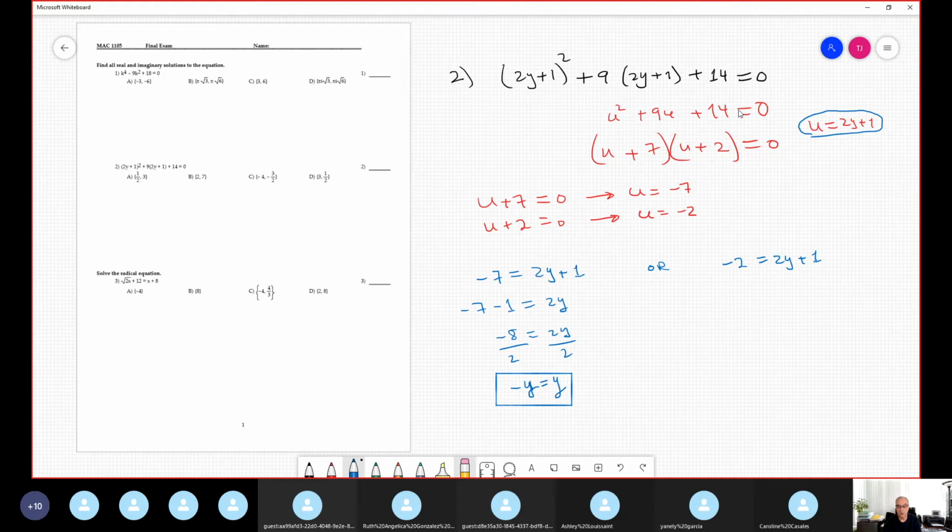Okay, y. No, y is -4. This is 4, -4. Okay, now the second is similar. -2 minus 1 is equal to 2y. This is -3 equal to 2y. Divided by 2 both sides. -3/2 is the second answer, equal to y. So the solution is -4 and -3/2, like option C.